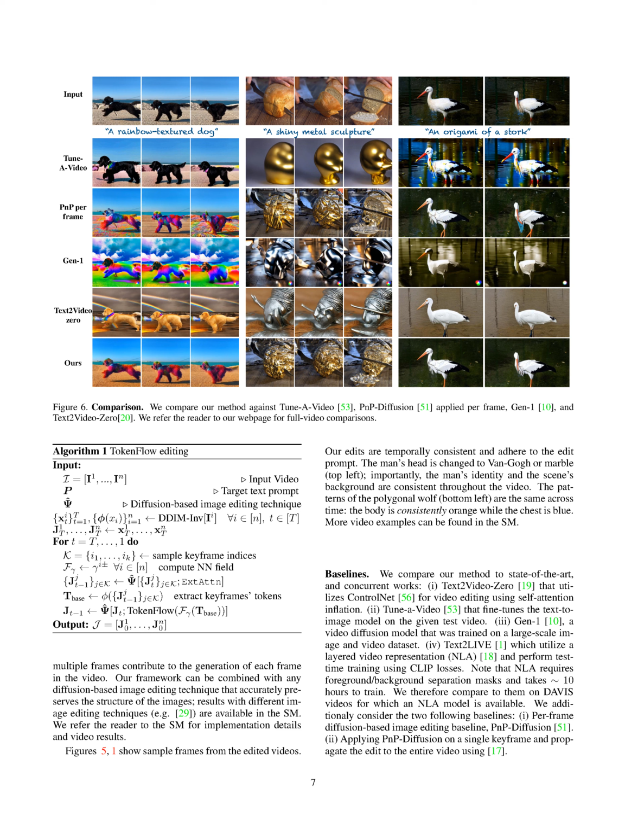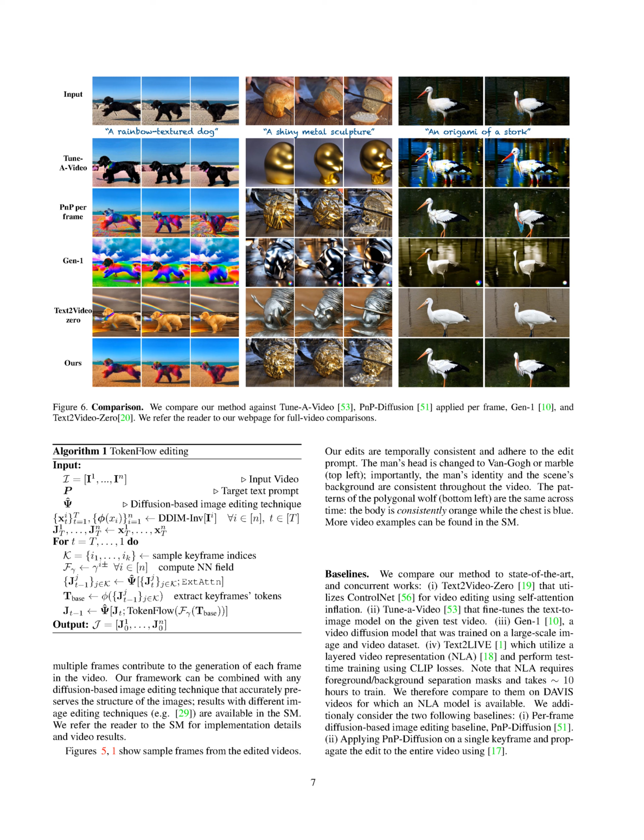We compared our method with several state-of-the-art and concurrent works. One, Text2Video-Zero, which uses ControlNet for video editing through self-attention inflation. Two, Tune-A-Video, which fine-tunes the text-to-image model on the given test video. Three, Gen-1, a video diffusion model trained on a large-scale image and video dataset.